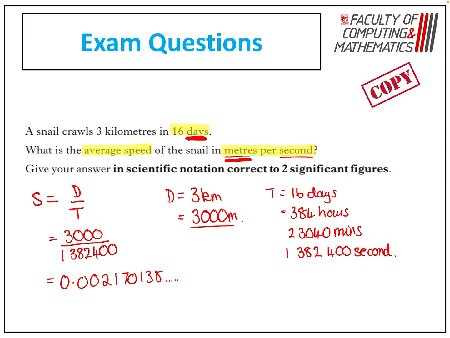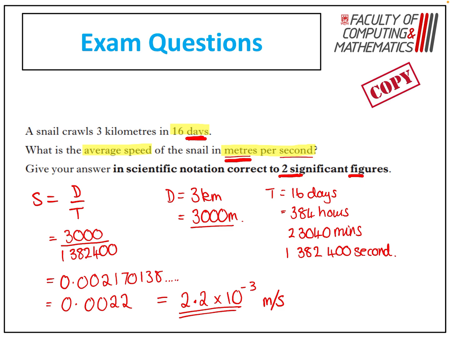We're asked to give that answer in scientific notation, but also to 2 significant figures. So I might round that first of all to 2 significant figures. If we didn't want to do it all in one go, that is fine. That would become 0.0022. And then in scientific notation, that is 2.2 times 10 to the power of negative 3. And this is metres per second. So a fair bit of legwork on what we first thought was a short question.